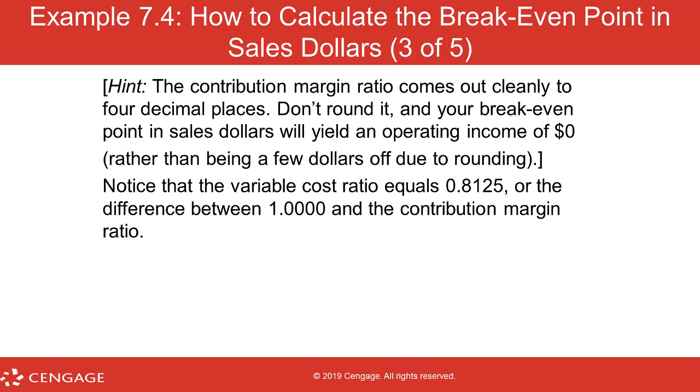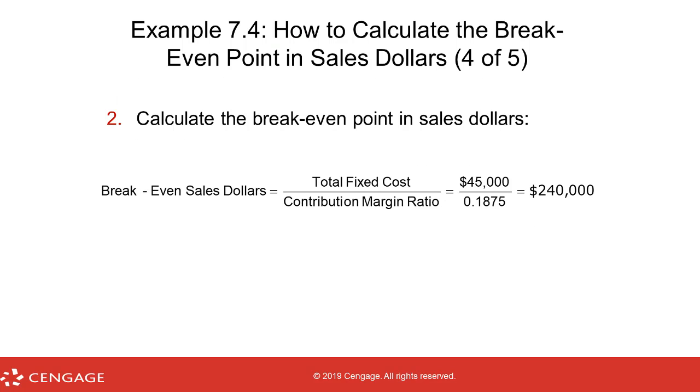So we saw that the contribution margin ratio came out to 0.1875. Don't round that. We want our operating income to come out to zero because we're looking to see how much it's going to take for us to break even. You don't want to round it because that will skew the result. And now we'll plug that contribution margin ratio into our formula to see what the break-even point in sales dollars is. So we have our formula, break-even sales dollars equals the total fixed cost divided by the contribution margin ratio.